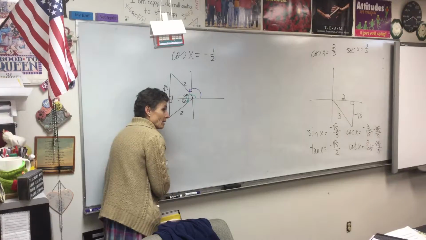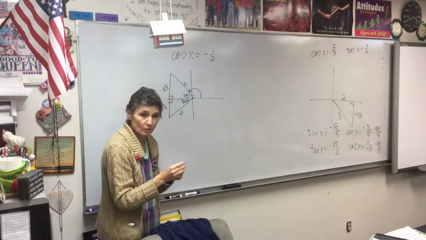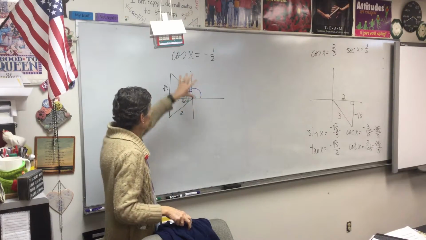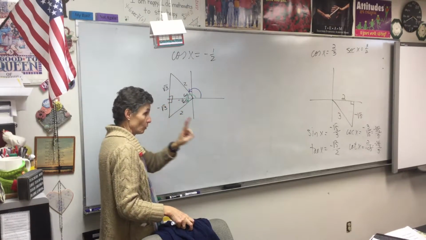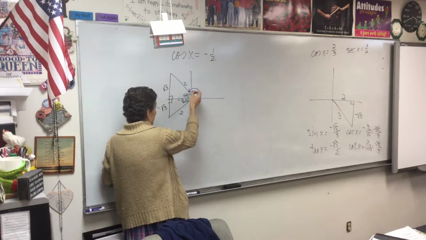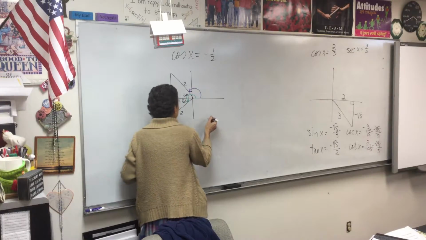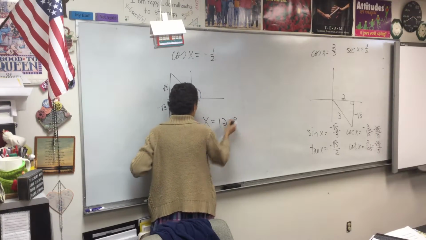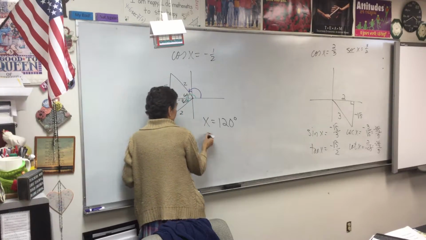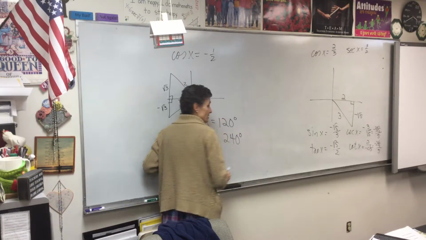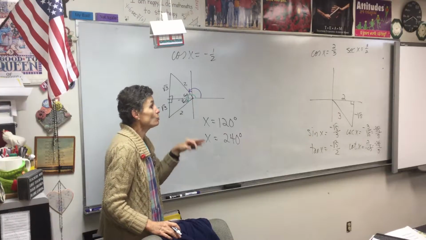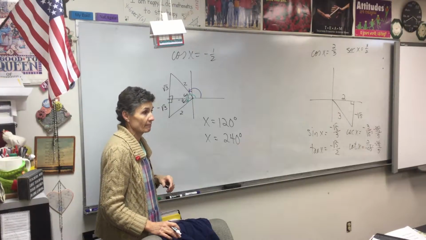You're working it backwards from the quiz you took with your partners. There, I gave you the angle, and you found the fraction. Now I'm giving you the fraction, and you're finding the angle. Only there's two of them. What's the purple one? How big would that purple angle be? 120. So one of your angles is 120. How about the green one? How big is the green one? 240. Those are the answers to the question. Those are the two angles that have a cosine that's negative 1/2.